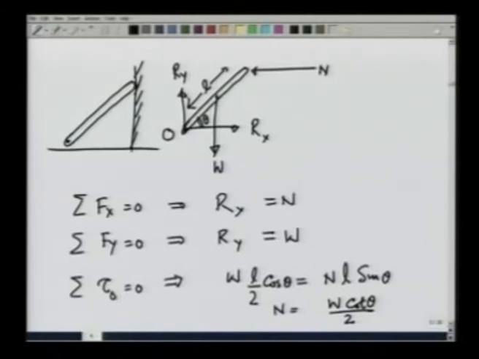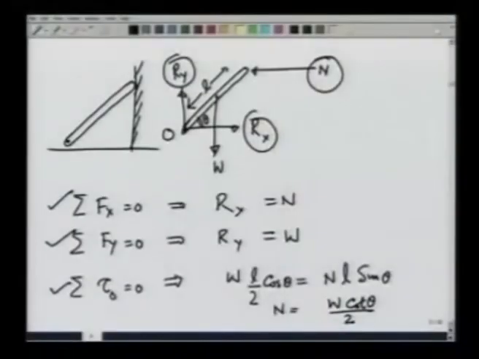Notice that in this problem I have three unknowns, n, R x and R y, and precisely three equations 1, 2 and 3. So, I can determine each and every unknown exactly. This problem is statically determinate. Let us look at the corresponding indeterminate problem.